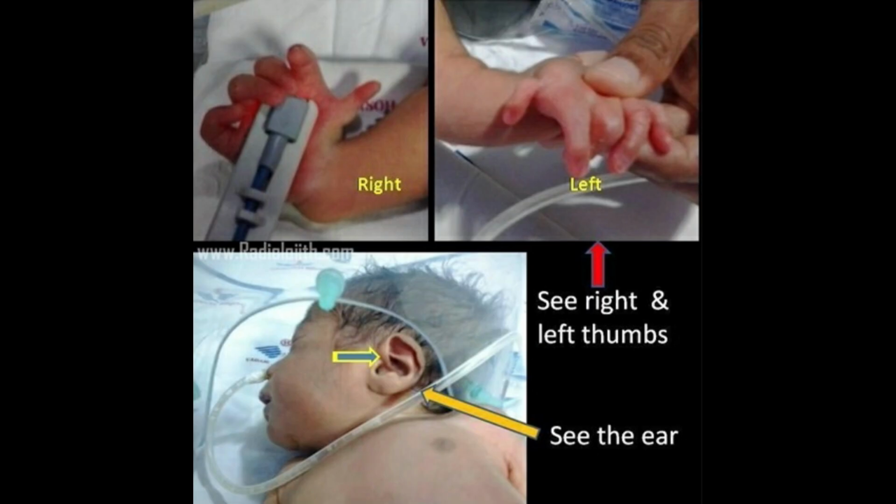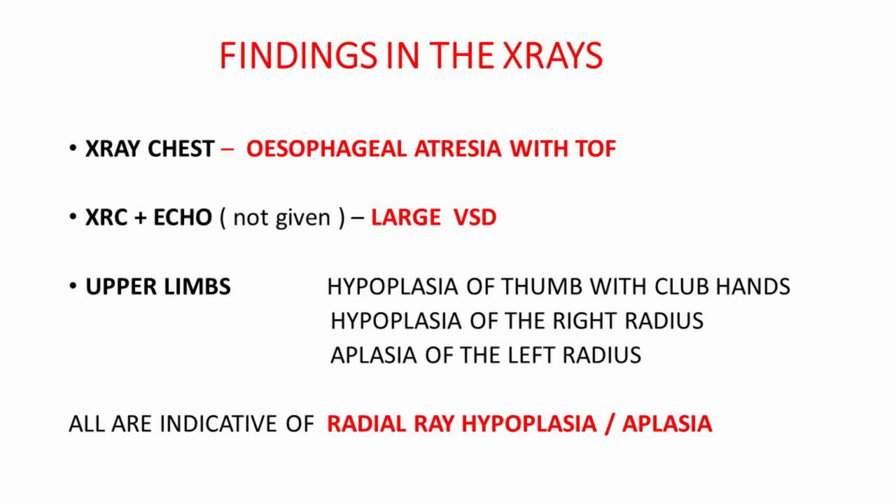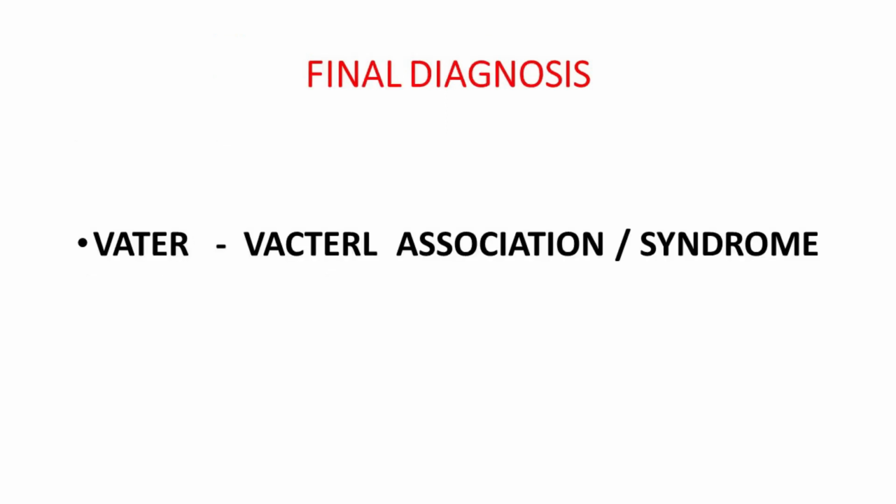I am giving the pictures of the affected baby showing the deformities in the right and left upper limbs. Please note that the ear looks abnormal and it is called Stahl's ear, S-T-A-H-L-'S. Stahl's ear is characterized by the abnormal location of the transverse crest extending upward from the antihelix. Also, there was some spina bifida, and all these findings are highly suggestive of VACTERL association or VACTERL syndrome.